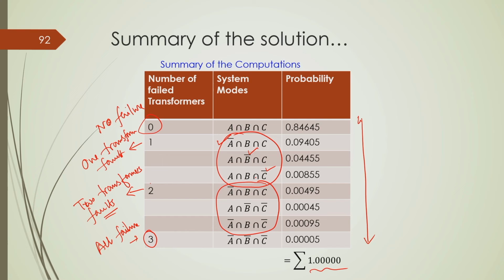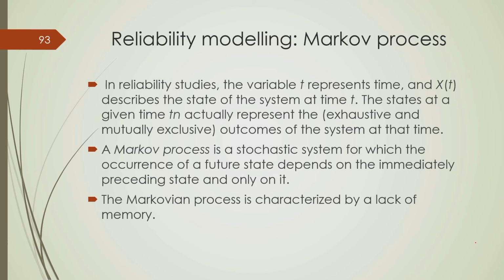One is when A and B simultaneously fail, when B and C simultaneously fail, and when A and C simultaneously fail. Okay. So, if you add all this, you will get the overall event probability equal to 1. Now, at the end of this particular lecture, I will talk about something called stochastic modeling of reliability, and I will discuss the Markov process, or Markovian chain.